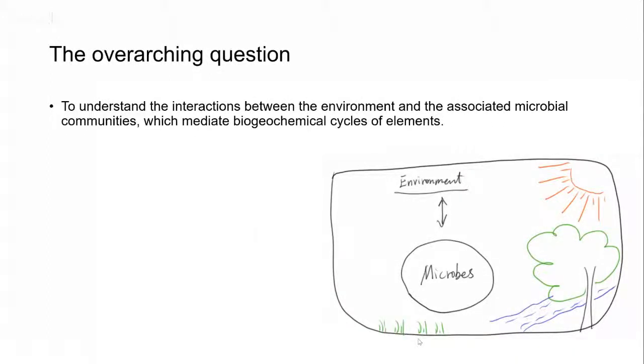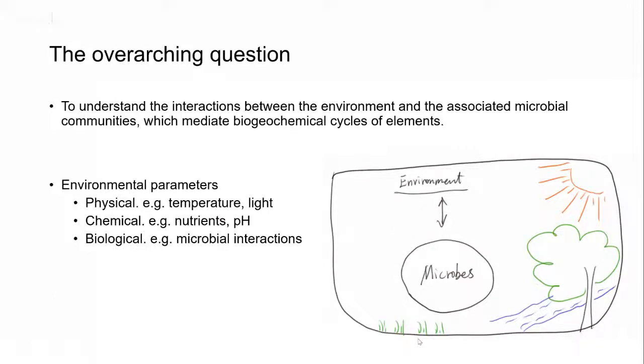So the overarching question that I always pursue as a biogeochemist is to understand the interactions between the environment and the associated microbial communities, which mediate biogeochemical cycles of elements such as carbon, nitrogen, sulfur, etc. Among these environmental parameters, we can consider typical ones such as the physical parameters, including temperature and light, and the chemical ones such as the nutrient condition, macronutrients, micronutrients, pH, etc. In addition to that, it's also important and has been drawing more and more attention in the past decade, the interactions among microorganisms themselves.